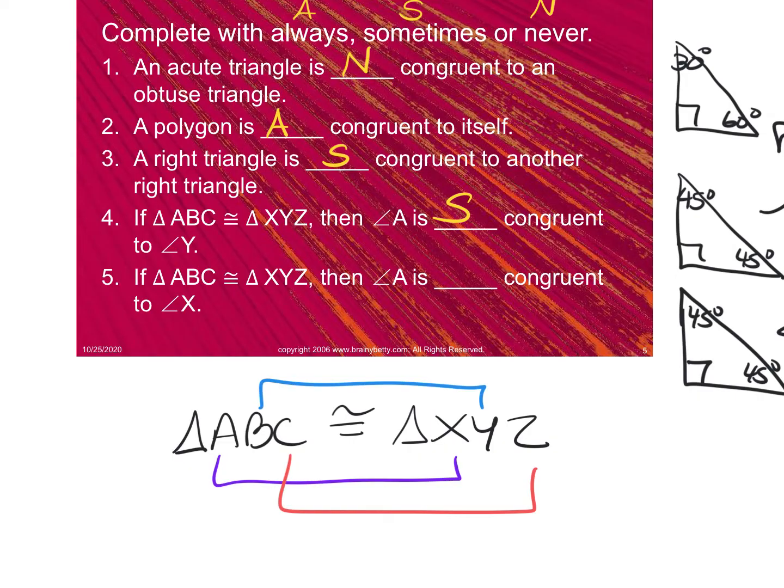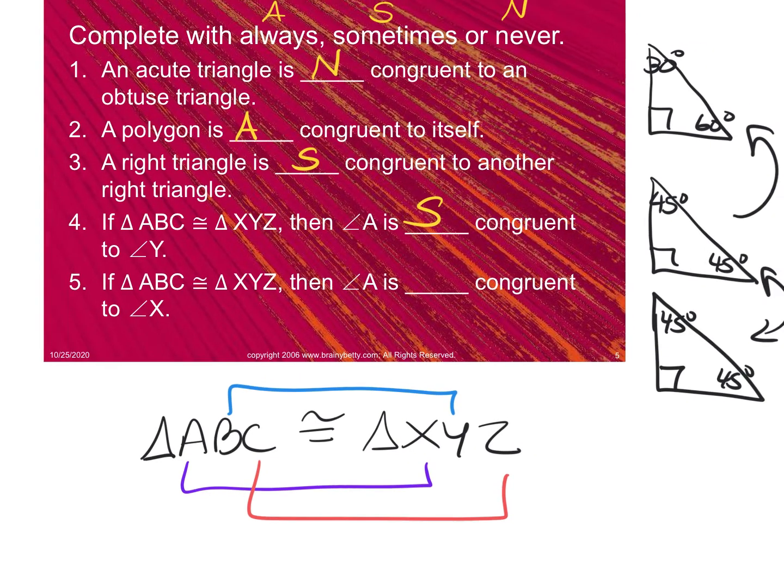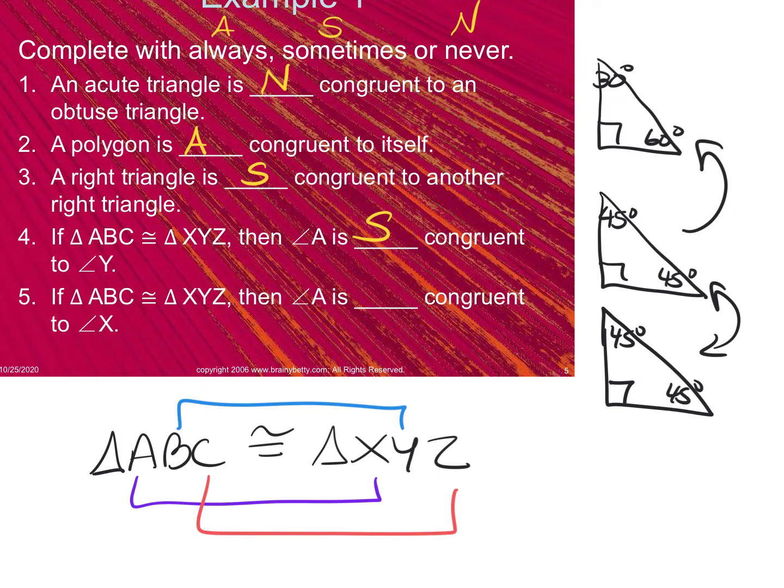So the case where it would be congruent could be like what I just drew here. Let's say this is A, B, C, and this is X, Y, Z. So in the case of the isosceles triangle, A could be the same measure as Y, but it will always be the same measure as X. So the last question is always, because notice A is in the first spot and so is X. But A would be congruent to Y if we're talking isosceles.